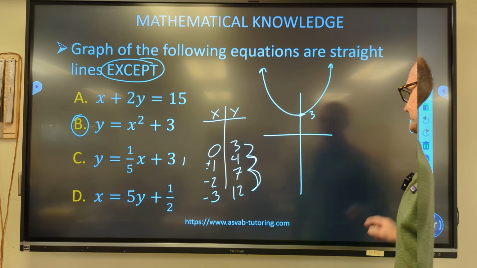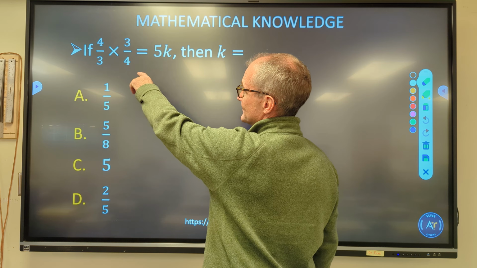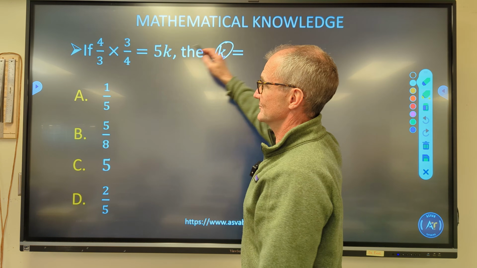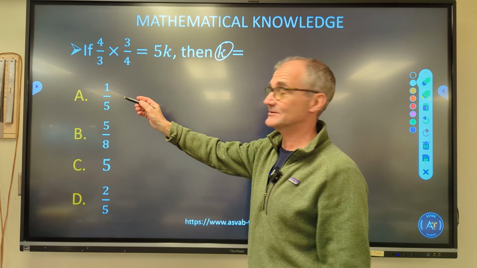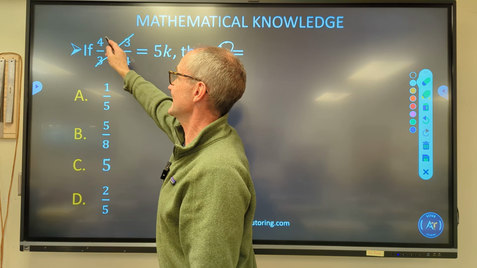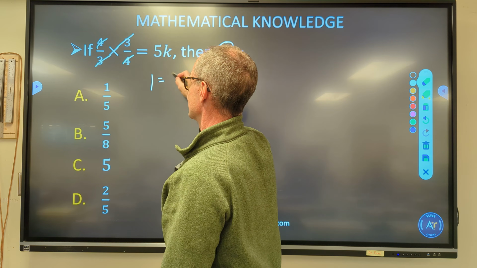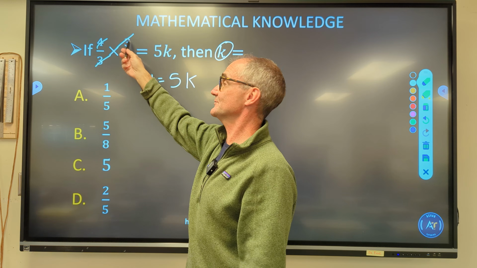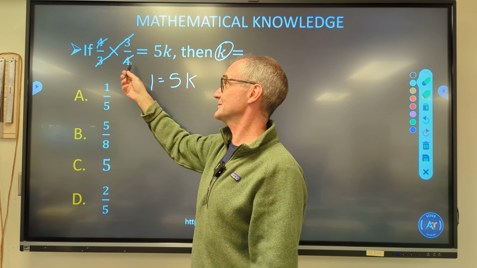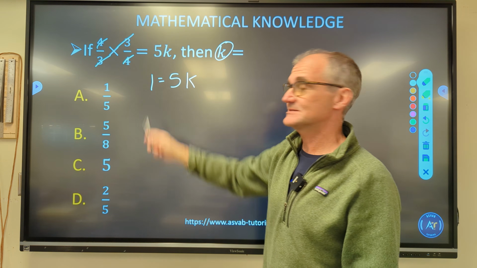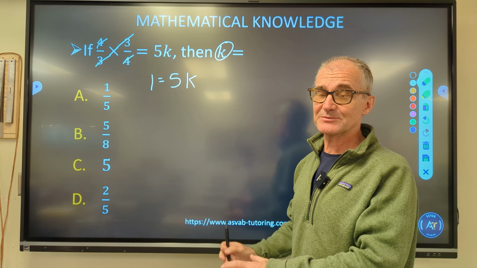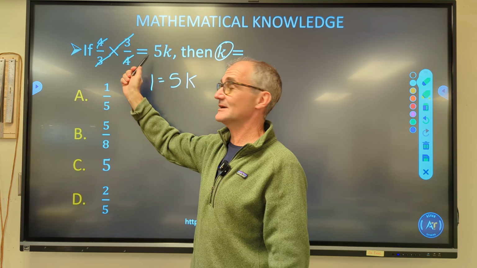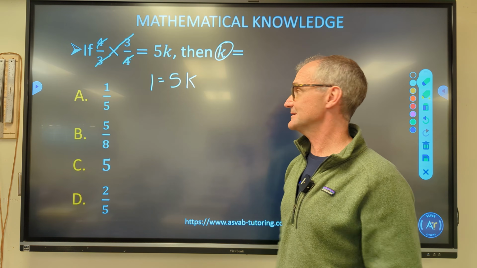It's a parabola. If 4/3 times 3/4 equals 5k, find k. When we multiply these together, I could cancel first. Cancel that with that to get 1 is equal to 5k. Or if I don't cancel, I have 4 times 3, 12, over 3 times 4, 12. 12 over 12 still reduces to 1. Remember, multiplying fractions is a lot easier than adding them. Multiplying, you just go across the top, across the bottom. Adding, you need that common denominator.